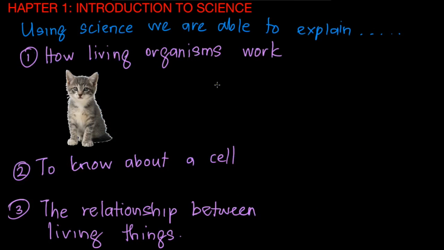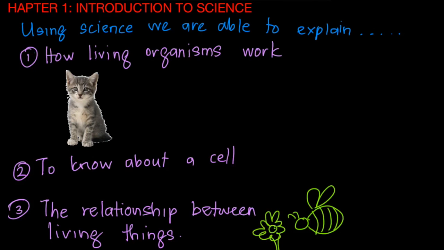Using science, we are able to explain how living organisms work. So here's a picture of a very cute kitten, and using science we'll be able to explain how a kitten's system works, how it uses energy to move, how it uses its muscles to move, how it reproduces, and things like that. To know about a cell, to the relationship between living things, which is the relationship between, for example, a bee with a flower.